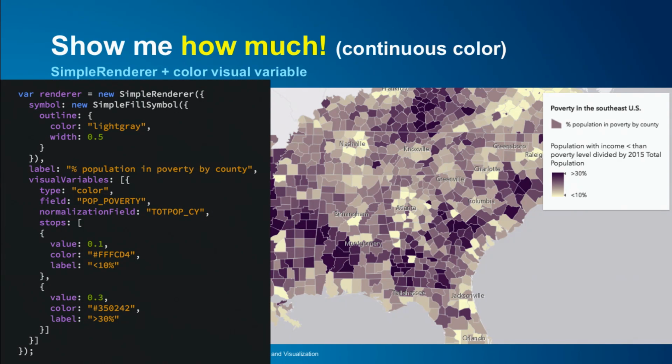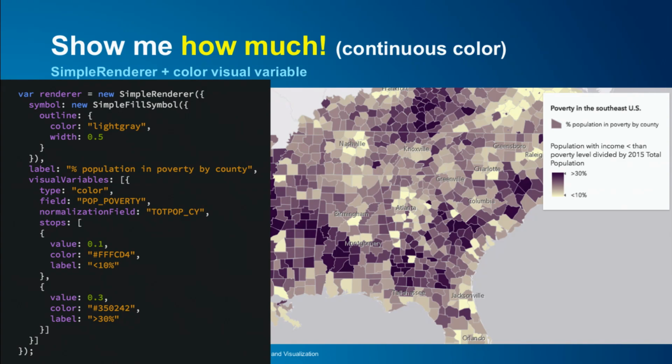So this one shows how you can make it simpler using continuous color. In this case, we're looking at the percent of the population in poverty in the southeastern states, and what we're doing is instead of bringing in a class breaks renderer, we're just using a simple renderer, setting a default symbol with the symbol property, and then we're using visual variables. And in this case, we're just going to set the type to color, and notice that I don't set a color on the symbol, I set an outline color, because that's not going to be driven by the visual variable.